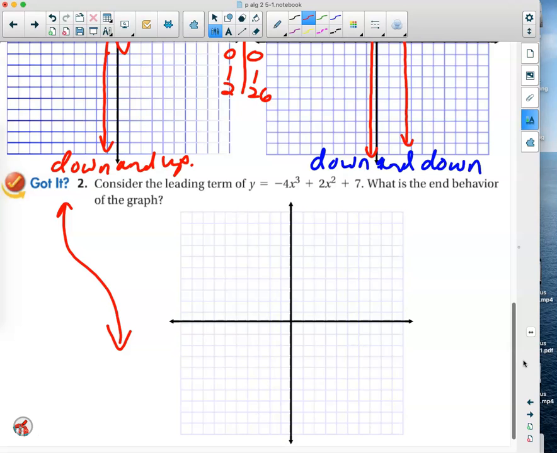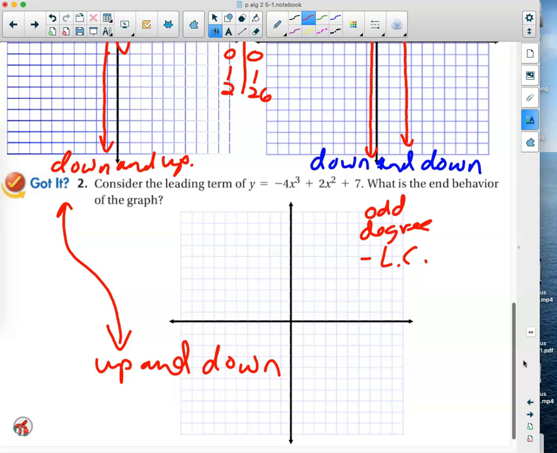So this one is already in standard form. It's degree 3, which is odd, and it has a negative leading coefficient. Yeah, that's what they do. They are up and down. Now, we could pop it in the graphing calculator, but again, all we needed was the end behavior. By the time we get to the test, we want to be able to do all of that.